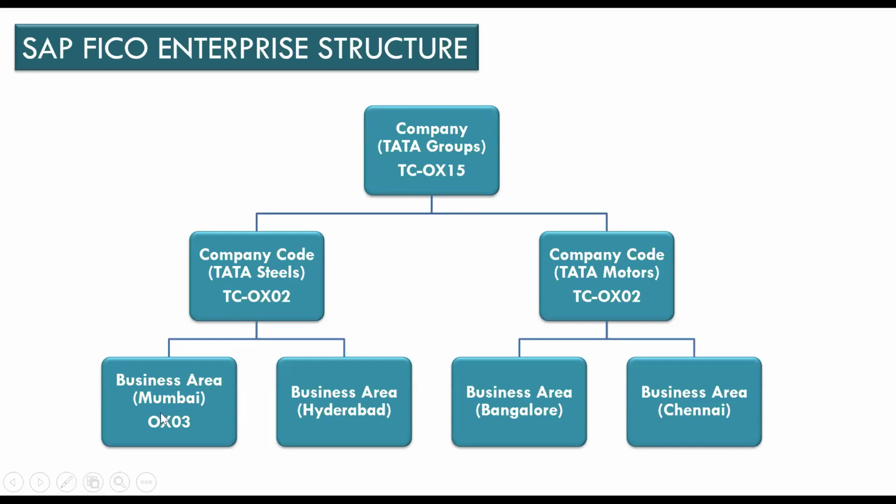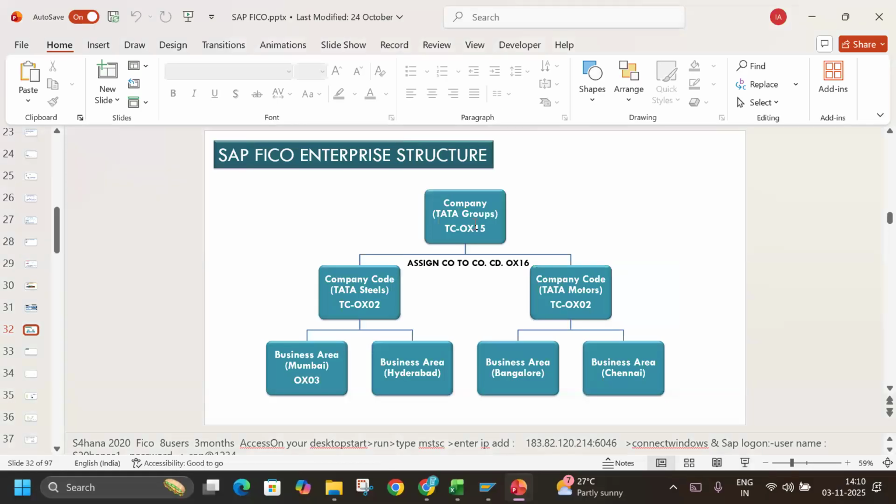Later under the company code, all the modules, whether it may be MM, SD, QM, whatever it may be, are dependent on this company and company code. That's why, as I told you earlier, FICO is a very important module and also a core module of any business. And now we will see how to create this company and company code.